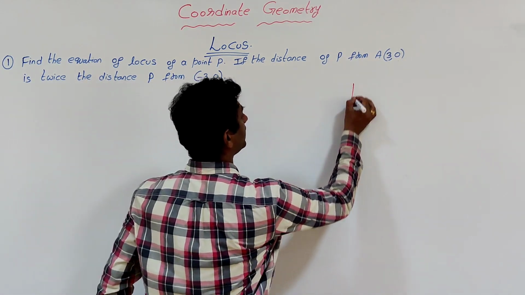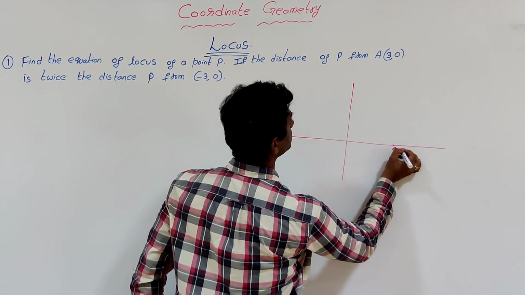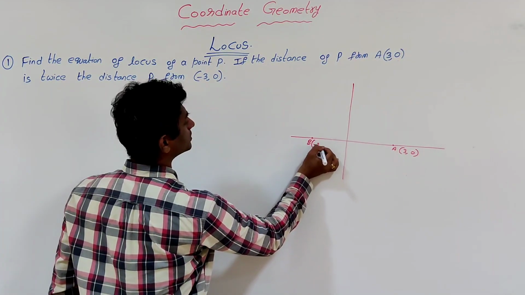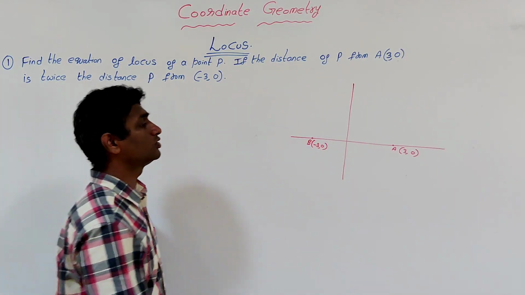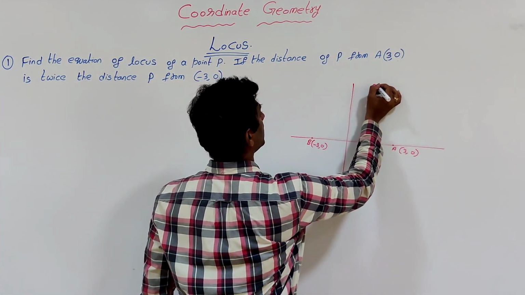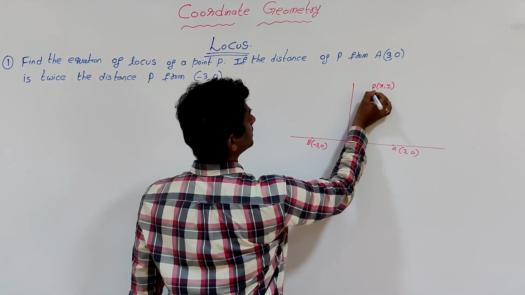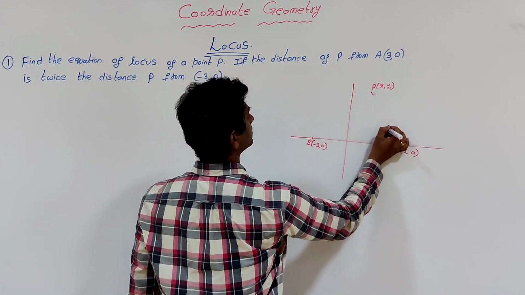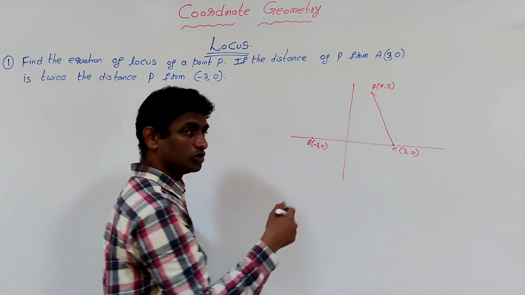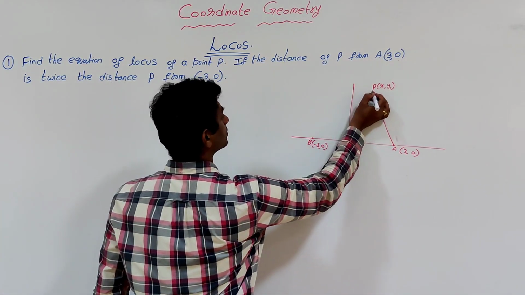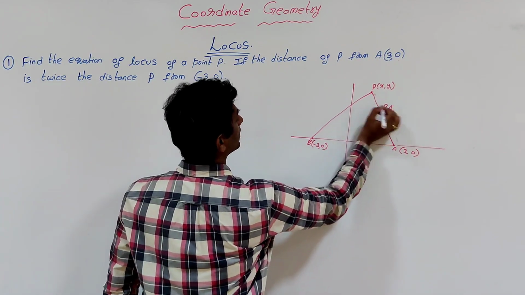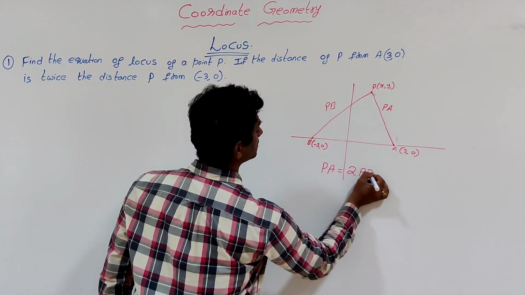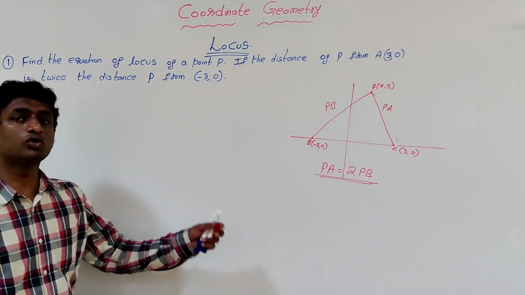So in the xy plane, A is (3, 0), which lies on the positive x-axis, and there is a point B (−3, 0). Now we have to choose the points. Assume that this is a point P (x1, y1). Then the distance of PA should be twice the distance of PB. This is PA and this is PB. The condition is PA equals 2 times PB. So we have to find out what is the equation of the locus.